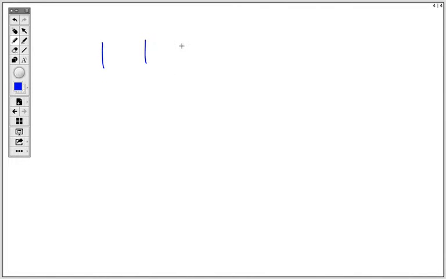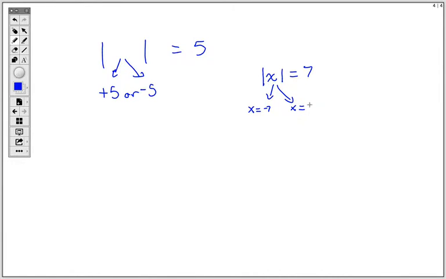You've got the absolute value of something. Let's say that it's equal to a number. Well, now this has two options. This could have been positive 5 or negative 5. It's got two options there, so you've got to solve both. Now if I were to say the absolute value of x is equal to, I don't know, 7, this x had two options. So I'm going to think of this as x equals negative 7 or x equals positive 7.